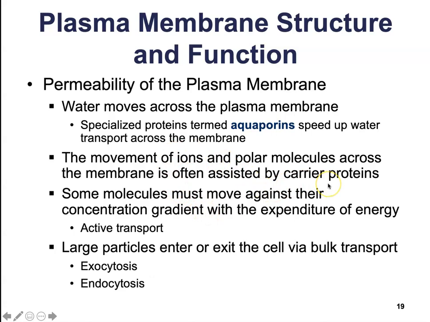Ions and polar molecules usually move with the assistance of carrier proteins or channel proteins. I already gave you those examples as we were talking about that before. It says here, some molecules must move against their concentration gradient, and that's called active transport. We'll talk a little bit more about that.